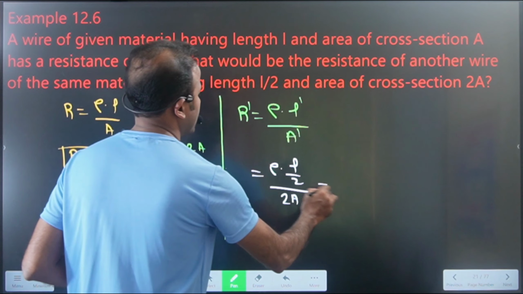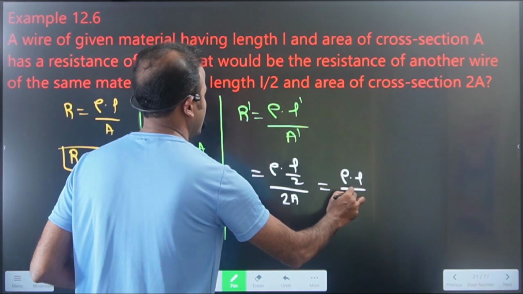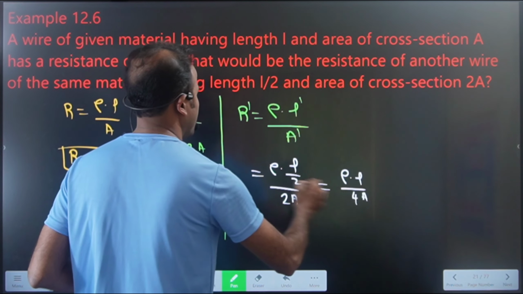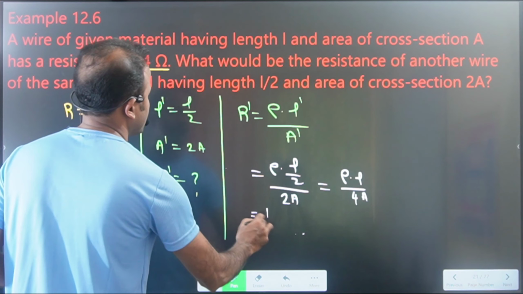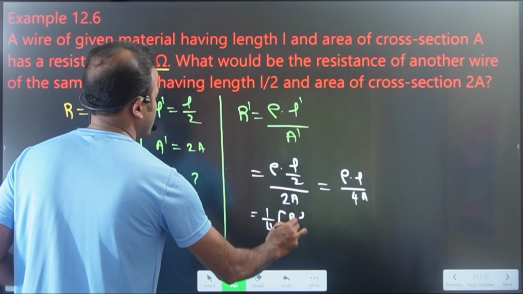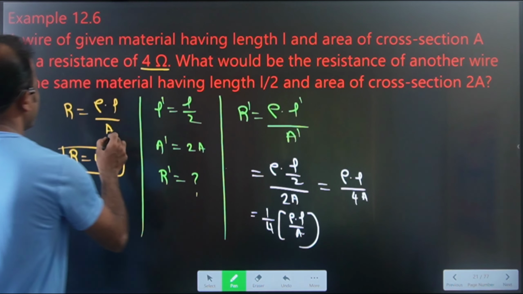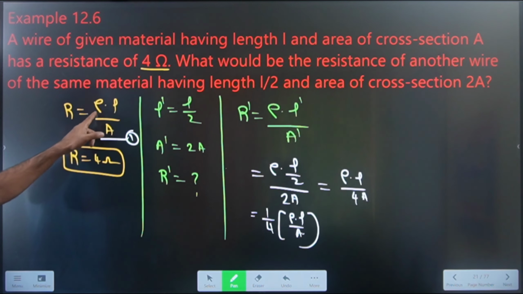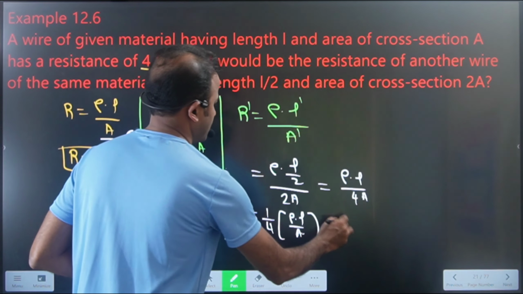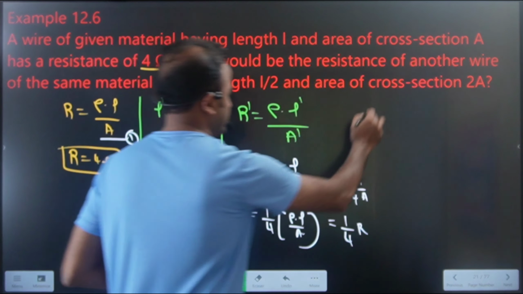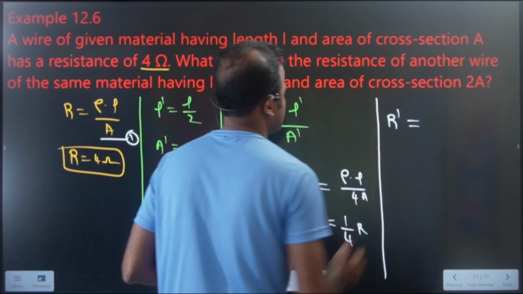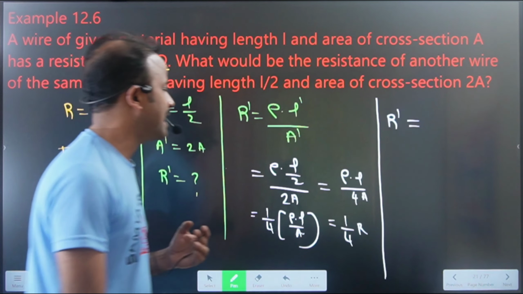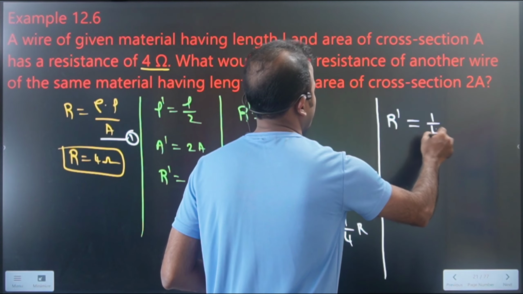So this we can write as rho into L by 4 into A. When you take the 2 by 2 here, it will become 4. Rho into L by 4A. So this we can write as 1 by 4 into rho into L by A. What is rho into L by A from equation 1? Rho into L by A indicates the resistance. So from this we can calculate the resistance of the other wire. R dash equals 1 by 4 times of R.